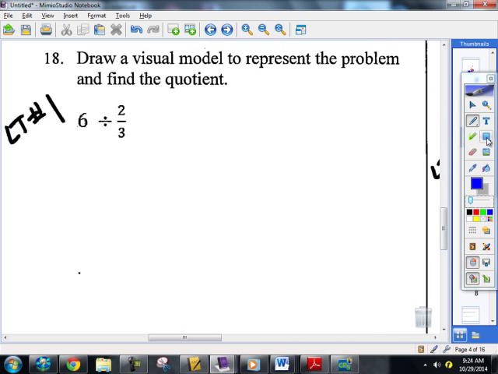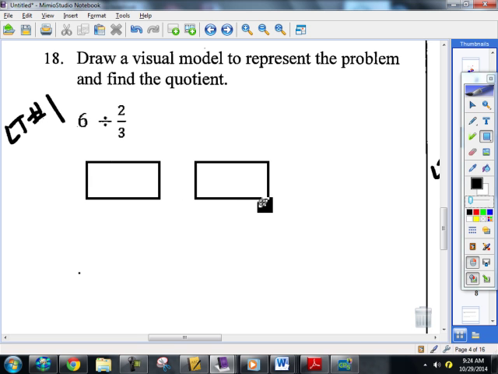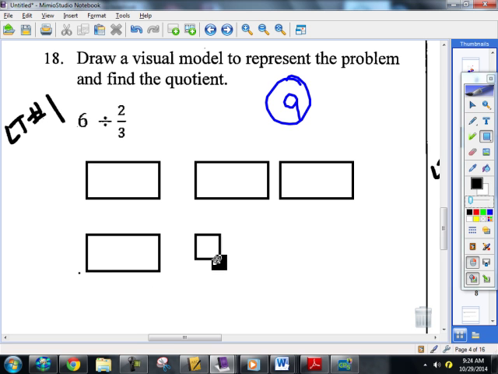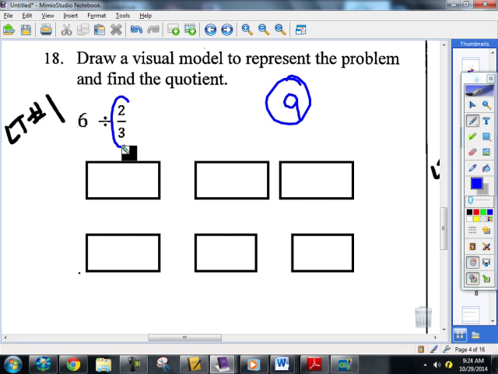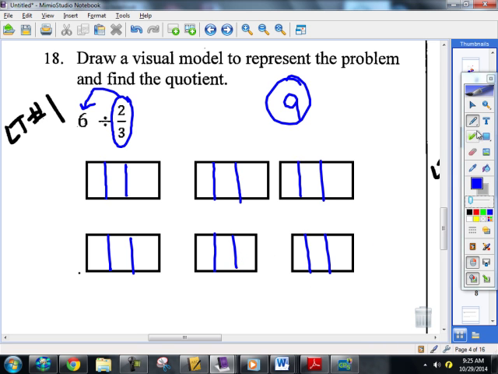Okay, draw a visual model here. I got to model my dividend first of all, right? The answer is 9. So I model my dividend first of all. Now, since the question would be how many groups of 2/3 are there in 6, we're going to cut this into thirds. Cut it into thirds. Okay? So we know that 2 of them make a group.